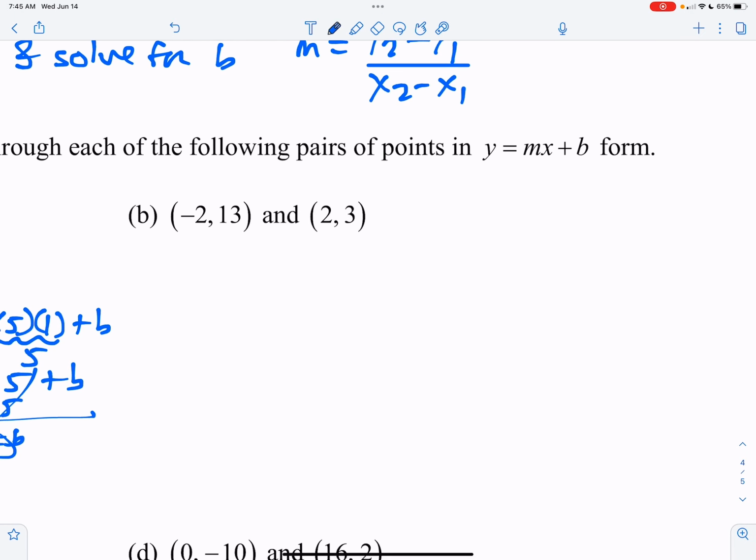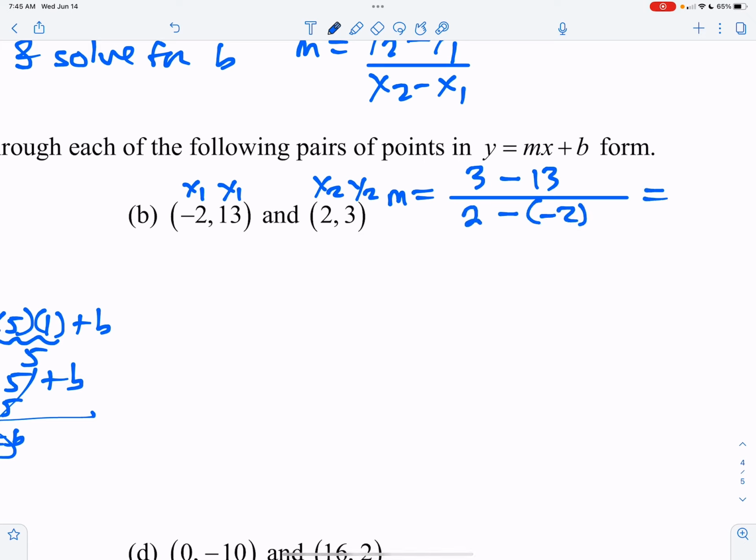Okay, again, first find the slope. x1, y1, x2, y2. So 3 minus 13 over x2, which is 2 minus x1, a negative 2. Well, 3 minus 13 is negative 10 over 2 minus negative 2, which is 2 plus 2, is 4. That slope would reduce to negative 5 halves.